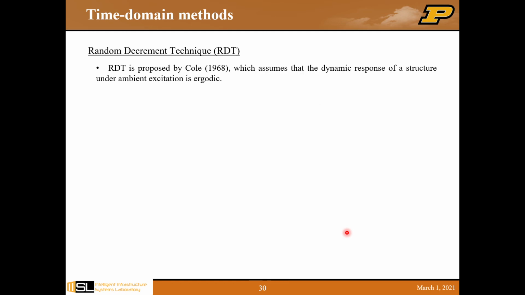The second strategy that has been widely used is the random decrement technique, also called RDT. It was proposed by Cole, which assumes that the dynamic response of the structure under ambient excitation is ergodic.